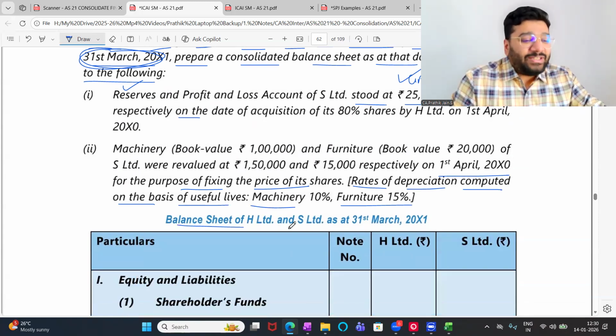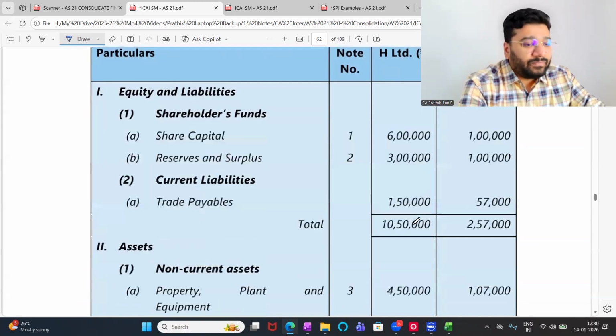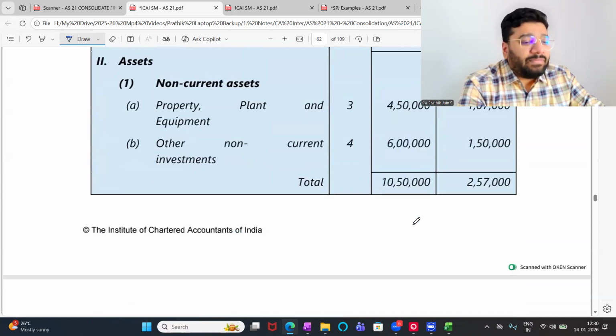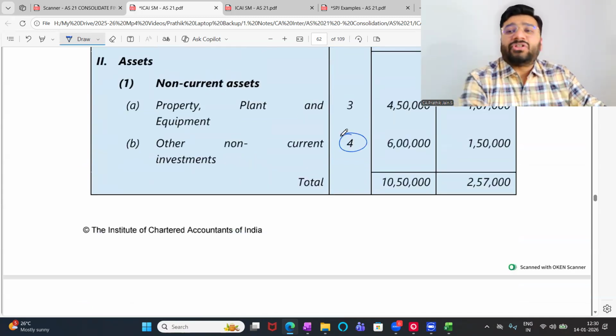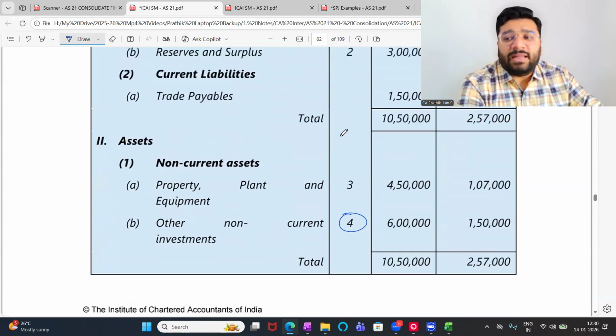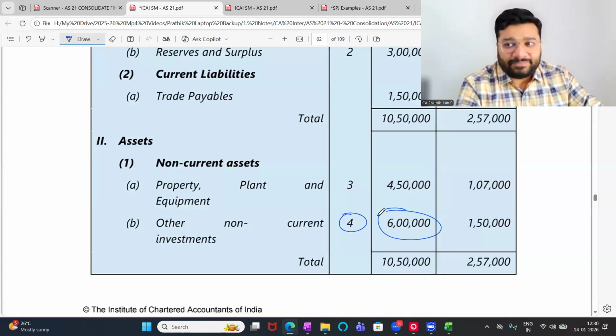I'll ask you the question. Now, balance sheet of H Limited, S Limited on 31st March 2001 is given. Share capital, reserve and surplus, trade payable, property, plant, equipment, other non-current investment. My question to all of you, what is the investment worth? What is the investment done by H Limited in S Limited? Very good. She fell into my trap.